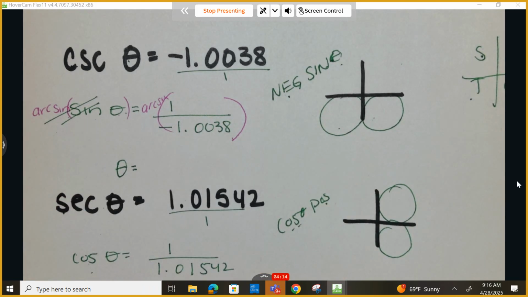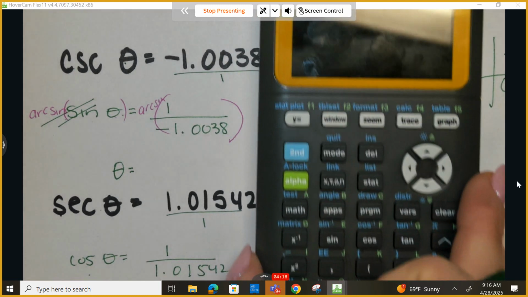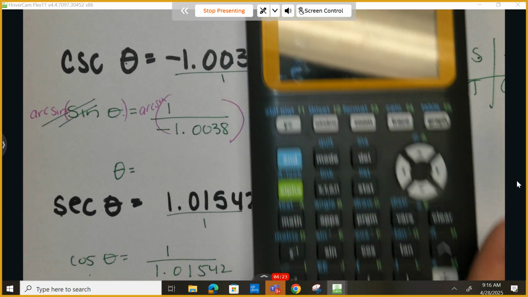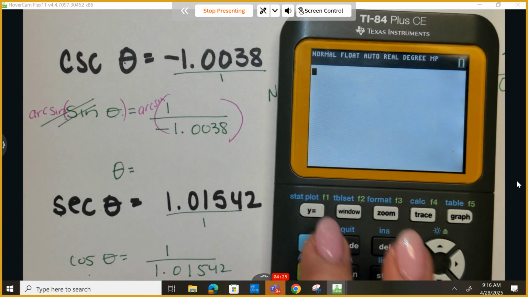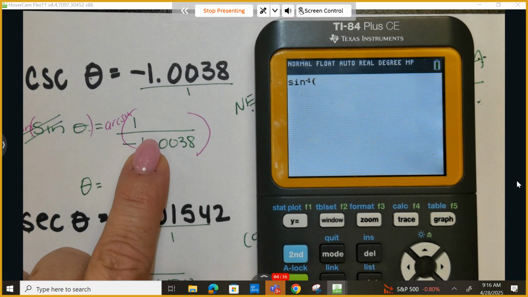Now, what's confusing for some students is they look on their calculator and they're searching for the arc sine and they don't find it. Arc sine is going to be the same as the inverse sine. So on our calculators, let's go up and let's hit the second button, which is blue, and then hit the sine key. And it should say the inverse sine. Make sure everyone is doing this at this time. We're going to plug this in together.